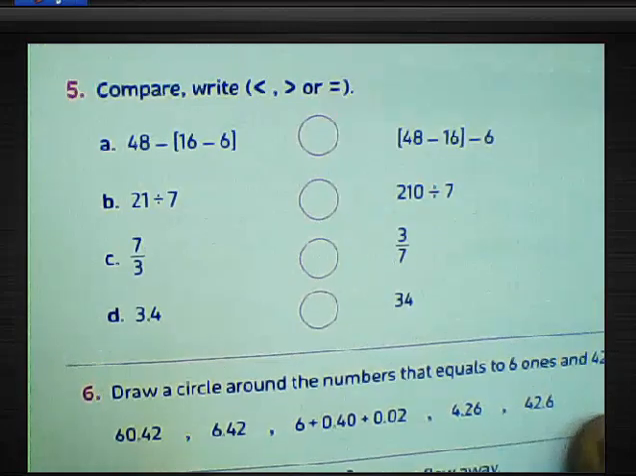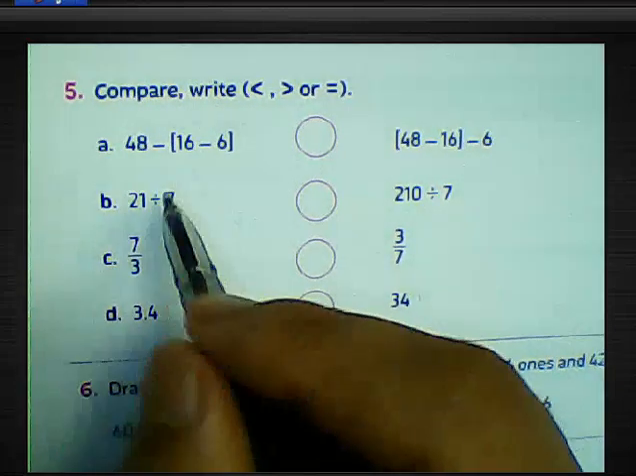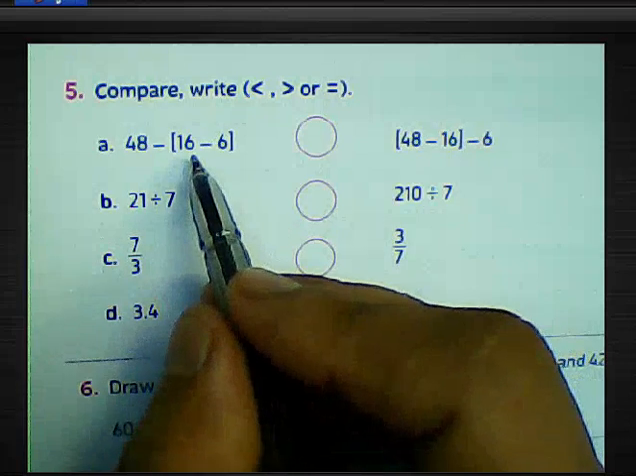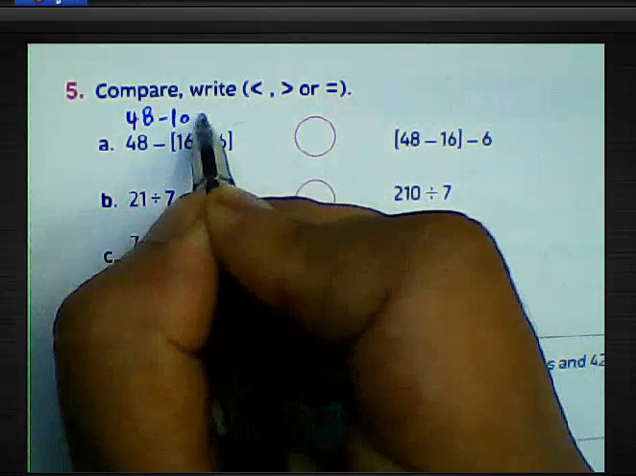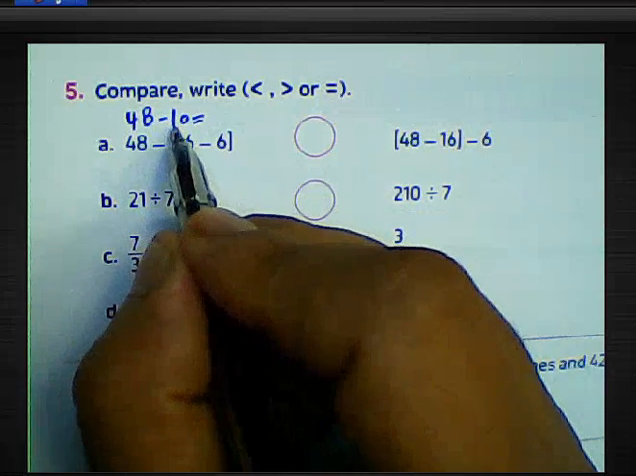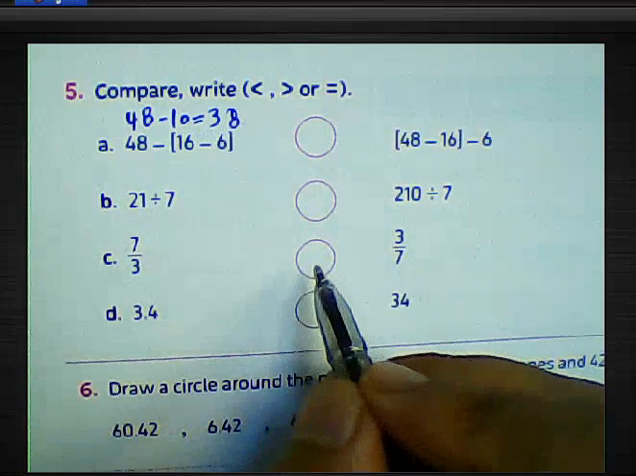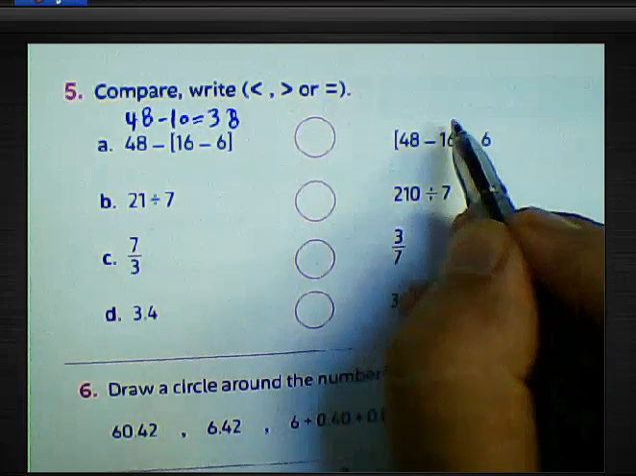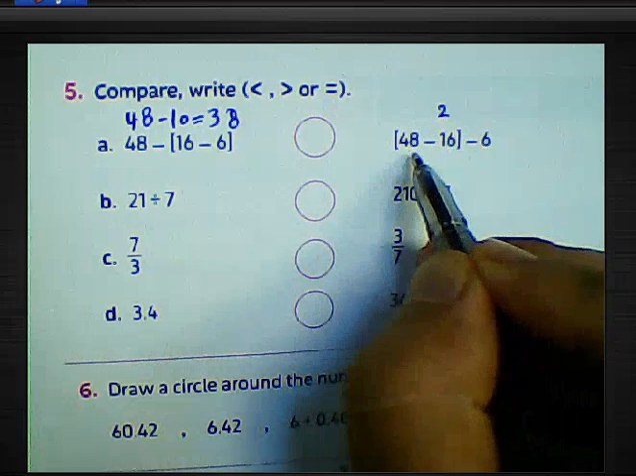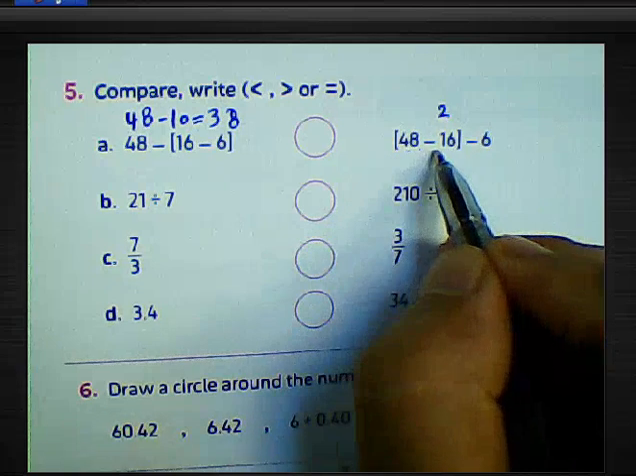What about question 5? Compare, write less than, more than, or equal to. 48 subtract 16 minus 6. 16 minus 6 equals 10. Then 48 subtract 10. 8 minus 0 equals 8. 4 minus 1 equals 3.